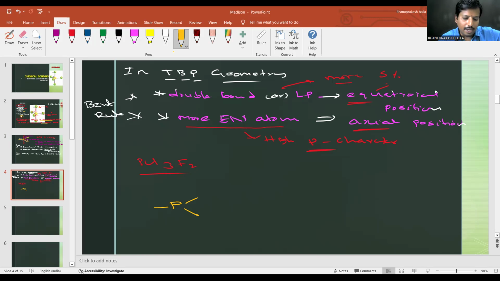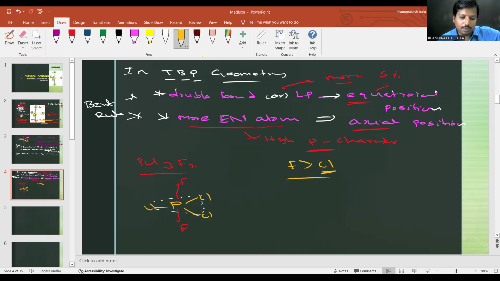So chlorine and fluorine. The fluorine is a more electronegative atom when compared to chlorine. So chlorine is less electronegative, and less electronegative atoms take the equatorial position. So here chlorine, here chlorine, here chlorine. These three will be in the same plane. But what about the axial position? Fluorine, because fluorine is the more electronegative atom, it occupies the axial position. So it is a fluorine and a fluorine. So it is the correct structure.